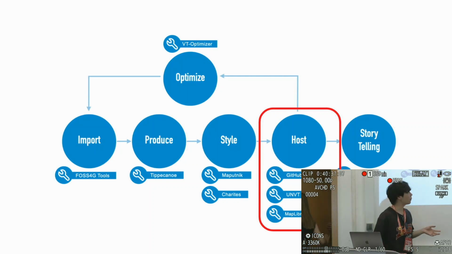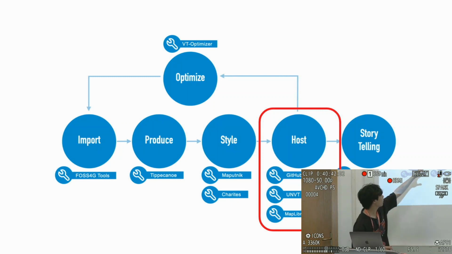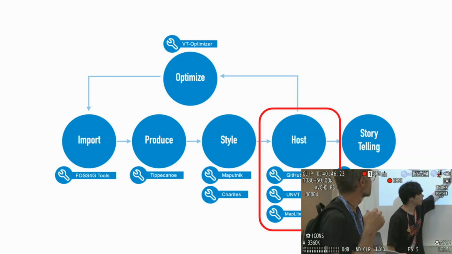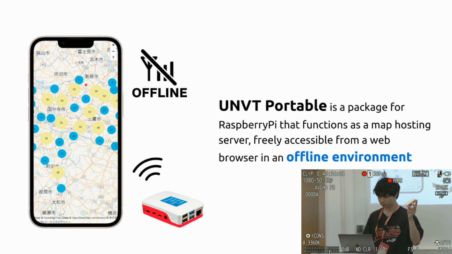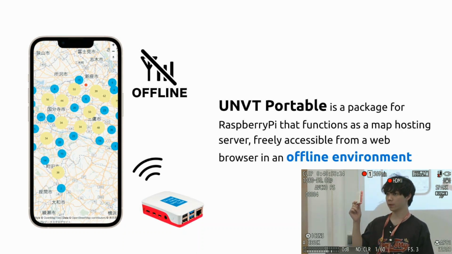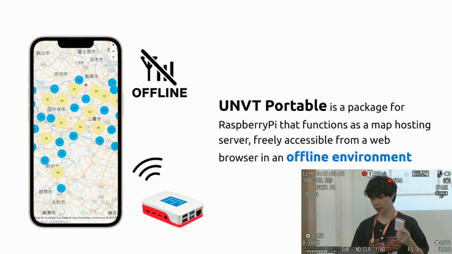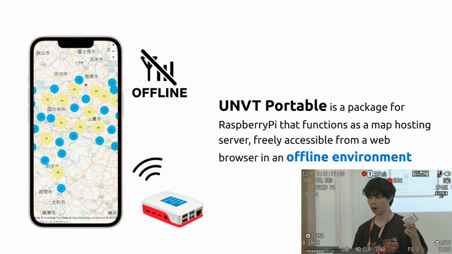This project is separated into some procedures: optimize, import map data, produce map data, style map data, and hosting. My product focuses on the hosting services. This is UNVT Portable. UNVT Portable is a package for Raspberry Pi. This package is included in the Raspberry Pi, so the Raspberry Pi functions as a map hosting server, freely accessible from a web browser in an offline environment.